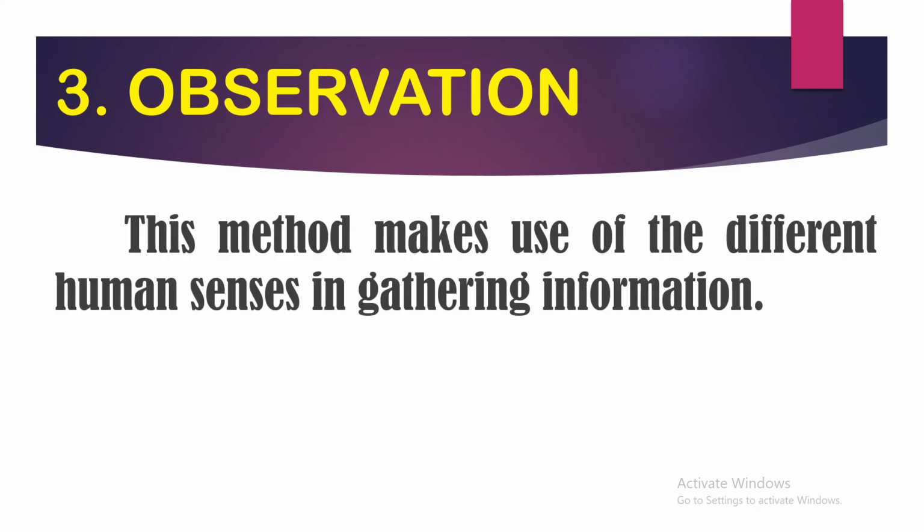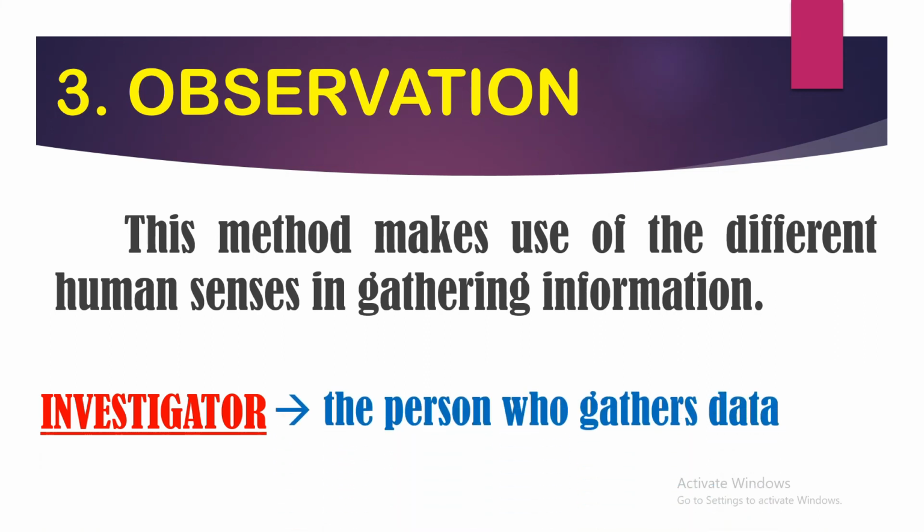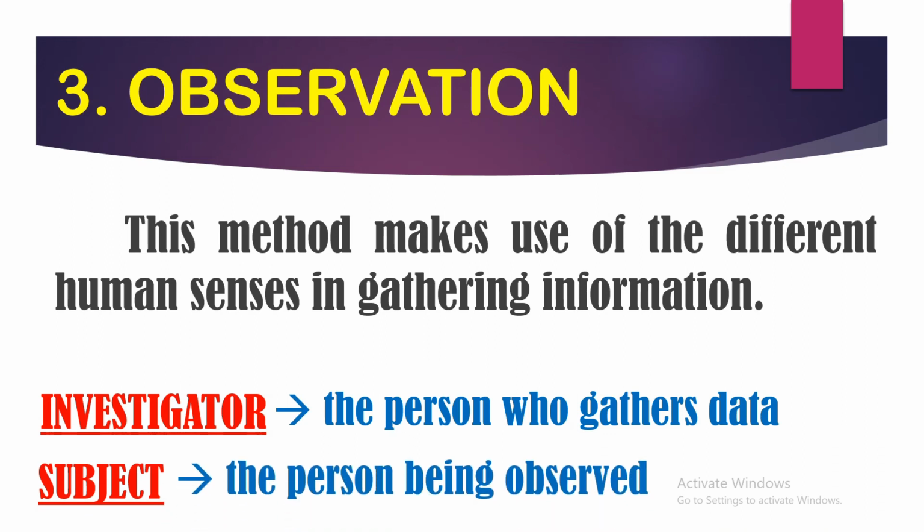Another way of collecting data is observation. This method makes use of the different human senses in gathering information. This is most applicable when we are dealing with the behavior of our respondents. So in an observation, the investigator is the person who gathers the data, and the subject is the person being observed. So the investigator here is the researcher and the subject is the respondents.